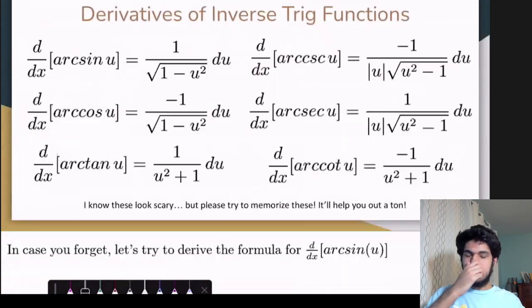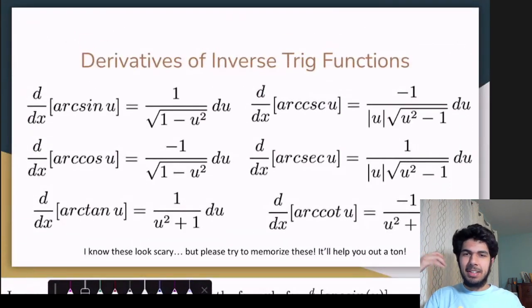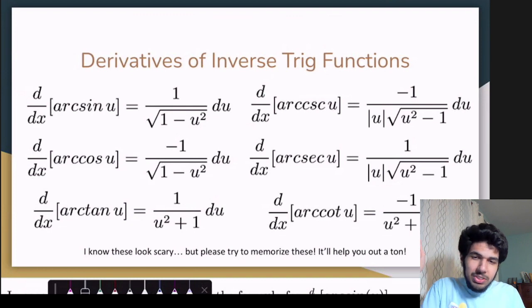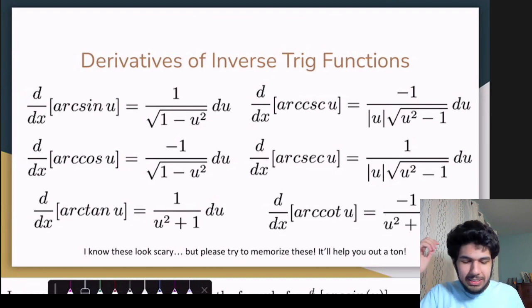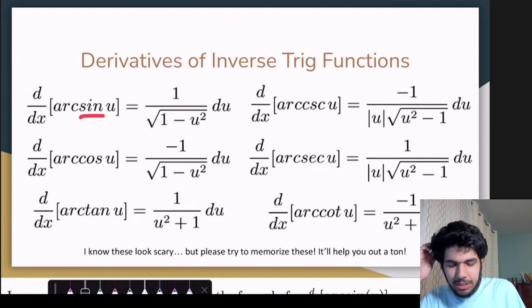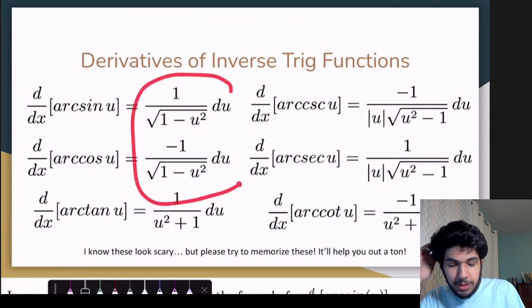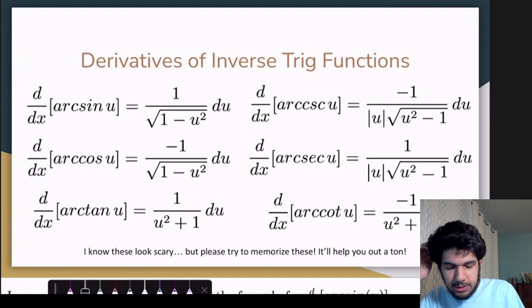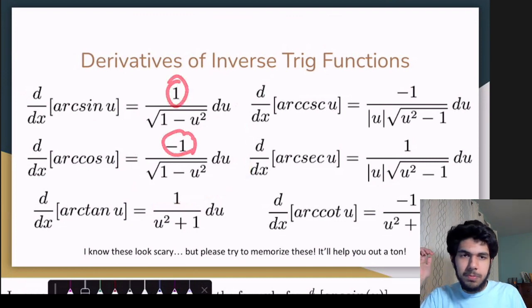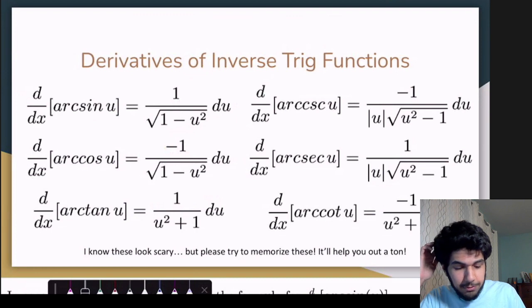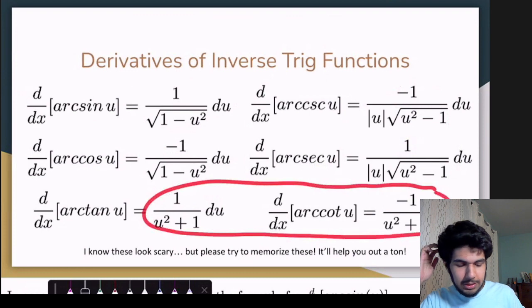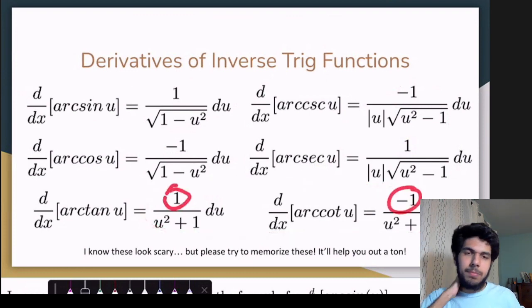Okay, so let's take a look at the derivatives of these inverse trig functions. And they're all here. They're a little scary, but we can see some parallels. So if we look at arcsine and arccosine, these two look very similar to each other. The only difference is this is -1 and this is +1. Similarly for inverse cosecant and inverse secant, very similar to each other, just the -1 and +1 are different. And inverse tangent and inverse cotangent, very similar, -1, +1. So they're super similar, and they do look scary.